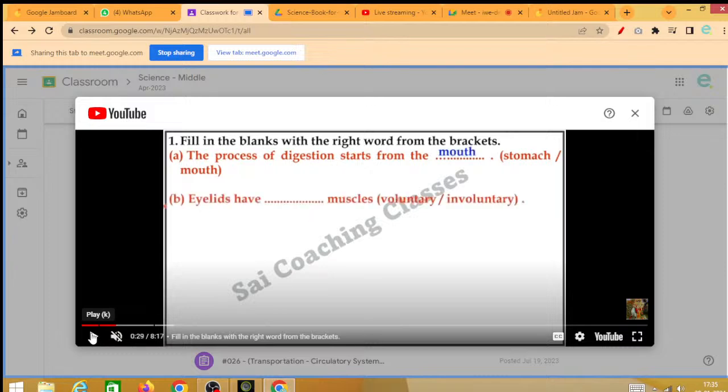Next, Yukti. Eyelids have dash muscles. Involuntary muscles. Sorry, ma'am. Voluntary. How did you say involuntary? Voluntary, we can move them ourselves. Yes, ma'am.